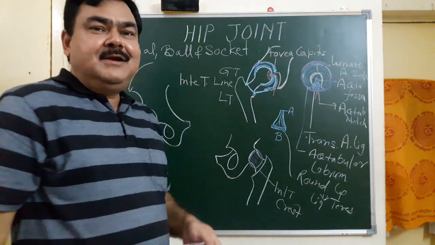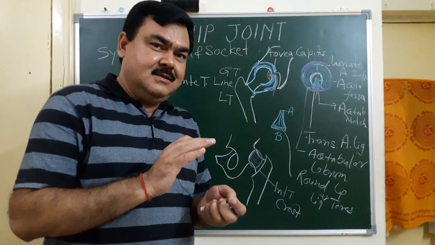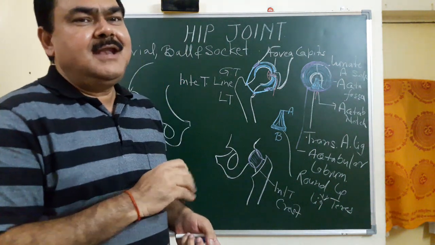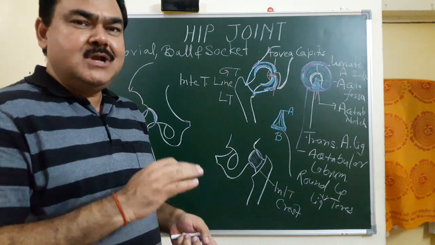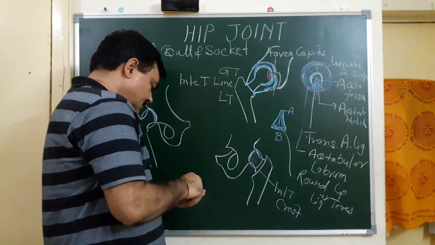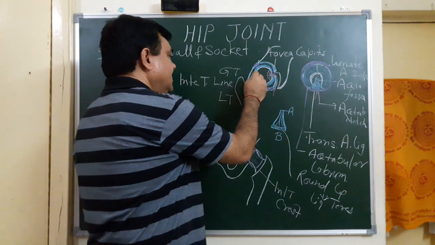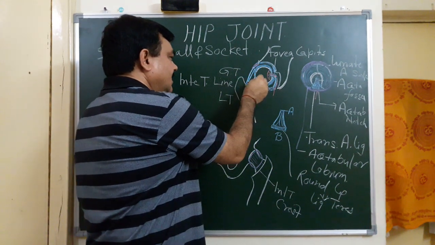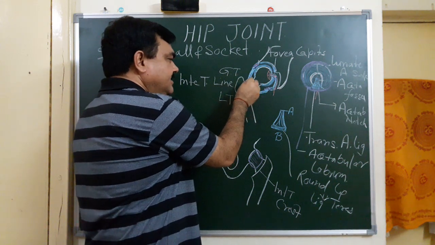This capsular ligament has two parts. The outer part, which has fibers longitudinally arranged, and the inner part, which is circular. The circular part is known as zona orbicularis. This inner part is the zona orbicularis. This is the outer part that is longitudinally arranged.